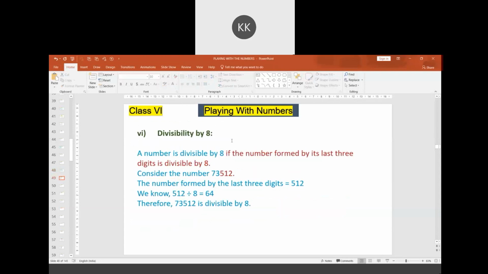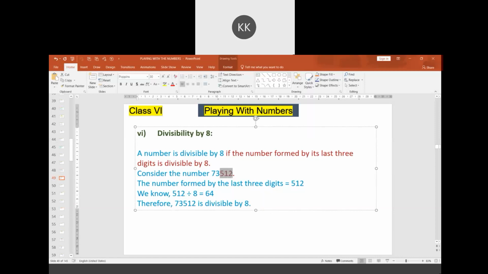Next is test for divisibility by 8. It is same as the test for divisibility by 4. The small change is we have to look at 3 digits instead of 2 digits. Here there is an example, 73,512. When 73,512 is there, the number found by the last 3 digits is 512. If this 512 is divisible by 8 exactly, then the given number is divisible by 8.